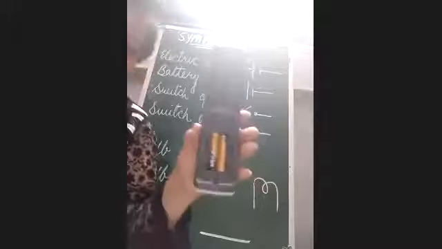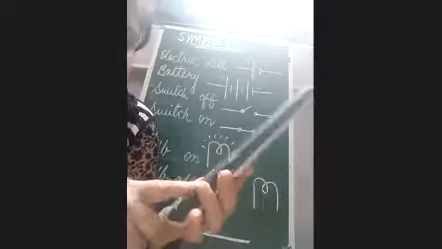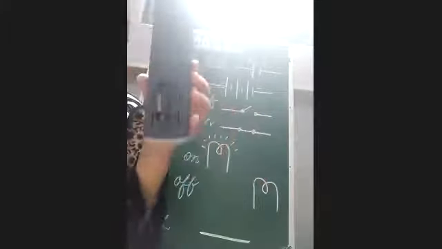And if you check your remote, you all have a remote at home. Here we have two cells. If you just remove them, inside you will find it is mentioned plus and minus. Similarly, here also you will find plus and minus, but they are in the opposite direction. Just have a look. You all can get your remotes and check it out.